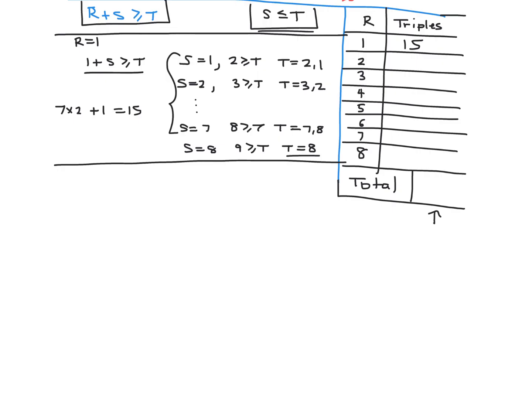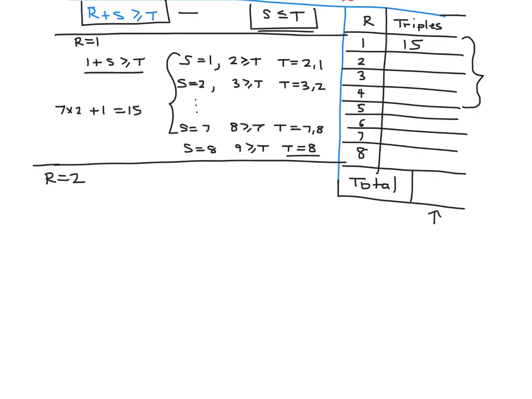I'll keep doing them. I won't do them all. I'll do like the first 4. And then you guys can do r equals 5 through 8, and then you can add them all up. But by the time I do the first 4, you will become experts. So here we go. r equals 2.